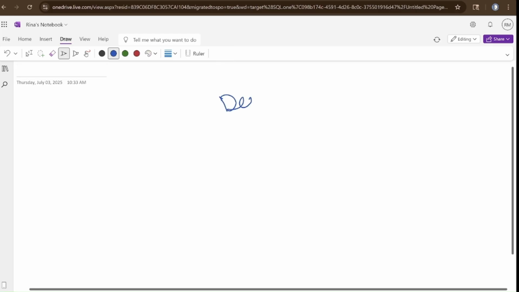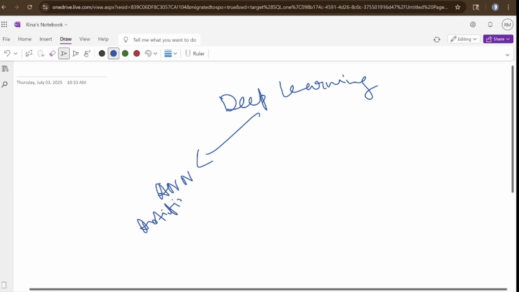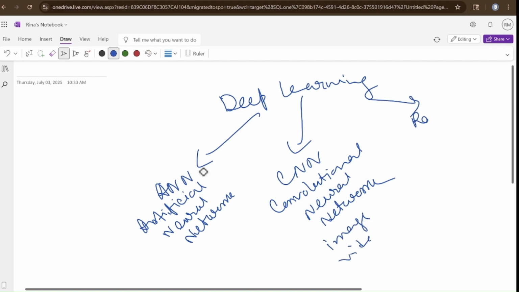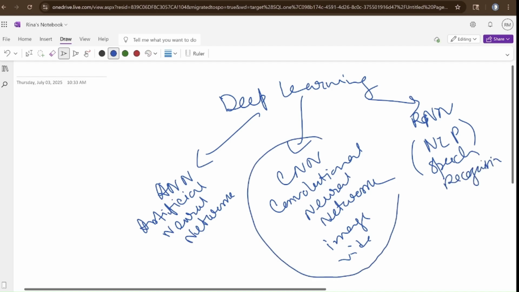If you have an idea about deep learning, then you know that deep learning starts with ANN, that is artificial neural network. It is a simple neural network used for different kinds of predictions. Okay. Next, CNN, which is known as convolutional neural network. This is mainly used for image classification, video processing, all these things. And next is RNN, recurrent neural network. This is mainly used for NLP purposes, speech recognition, all these things. We are going to complete this course.